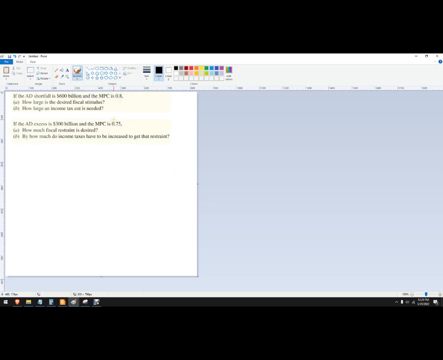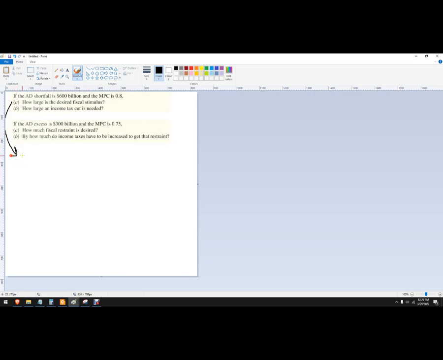Okay, so if the aggregate demand shortfall is 600 billion, that basically means that we're lower than 600 billion in aggregate demand, or I want aggregate demand to increase by 600 billion. The MPC, which is the marginal propensity to consume, is 0.8. How large is the desired fiscal stimulus?